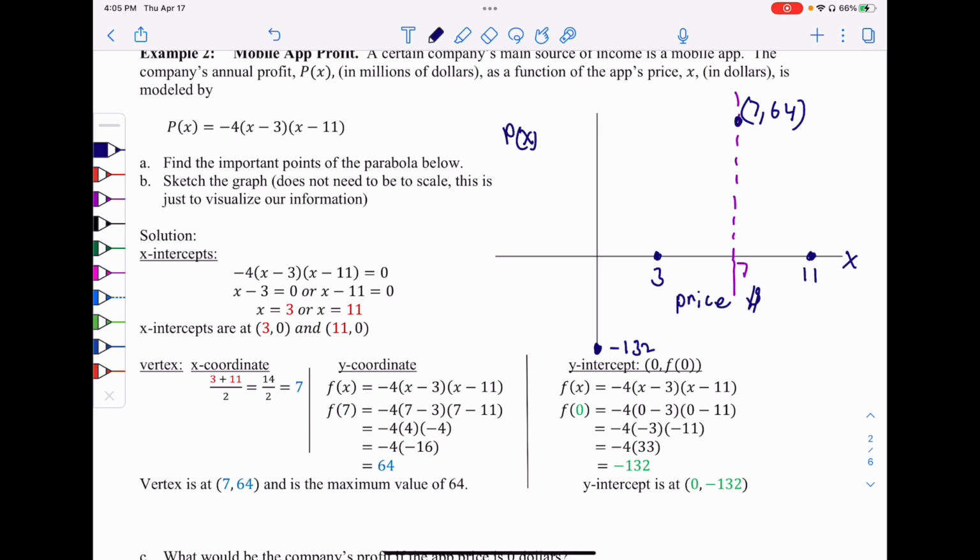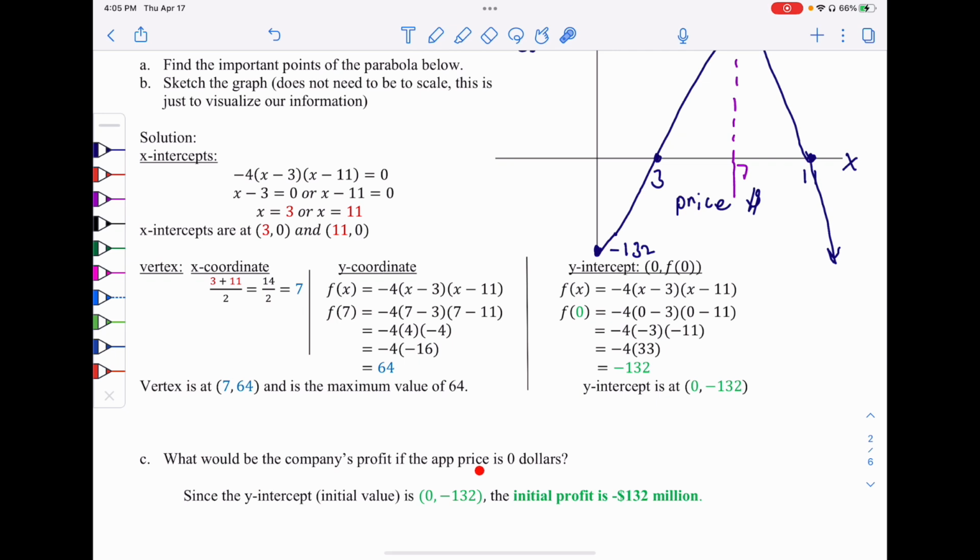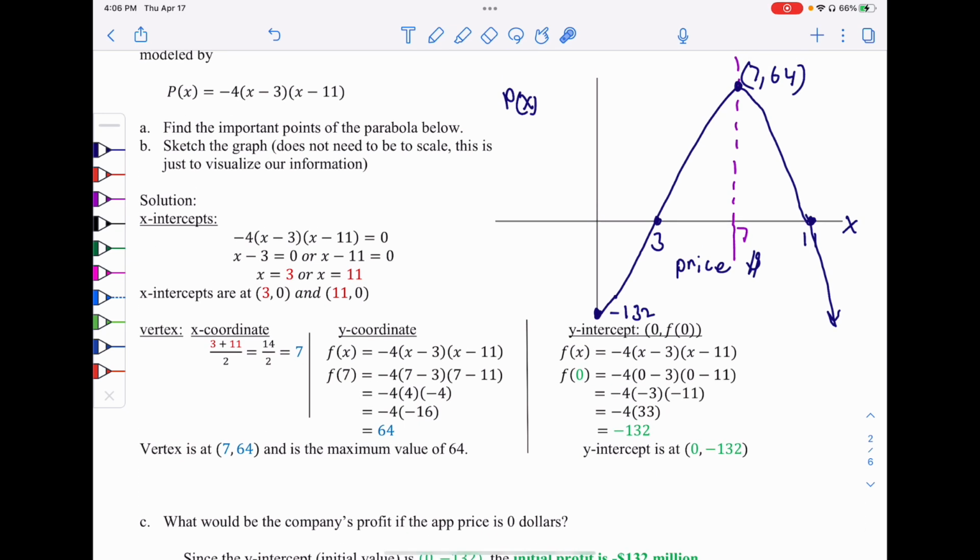All right, so we have our parabola. It's not going to be perfect, just because it should make that hit that. Okay, that's our parabola, and we can see that we have the price of $3 or $11, and we can tell our profit is going to be maximized at this point. So it's asking, what would be the company's profit if the app price is $0? So $0 is here. That'll be our y-intercept, and they would lose $132 million.